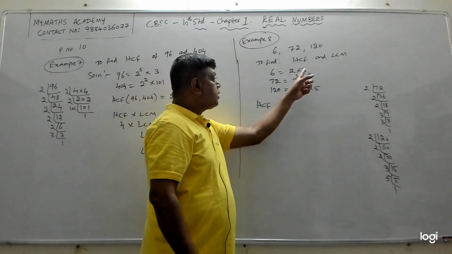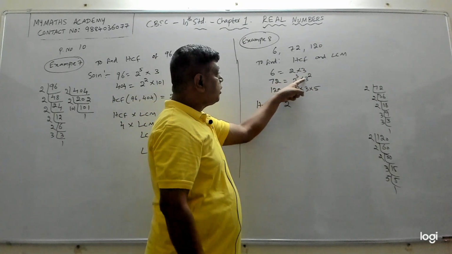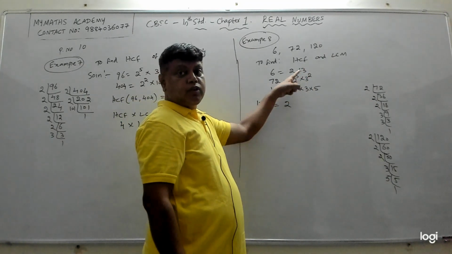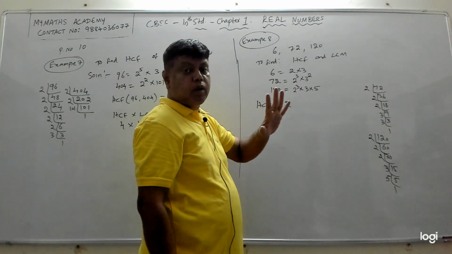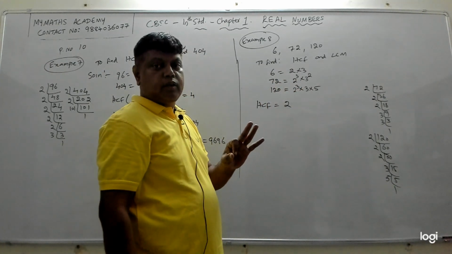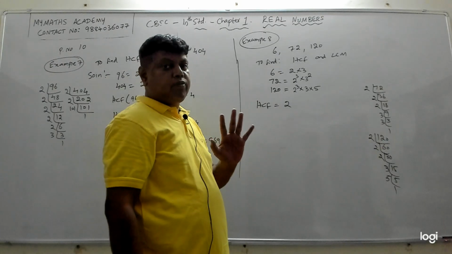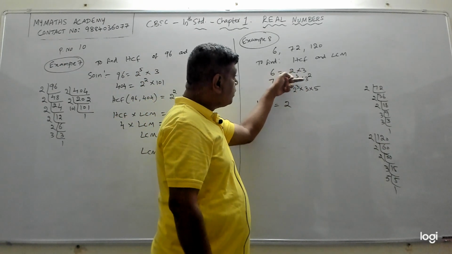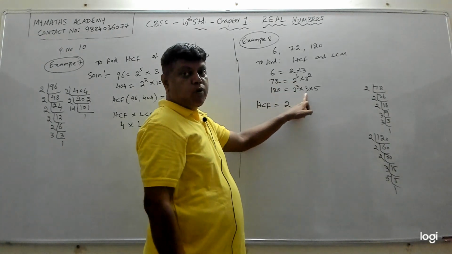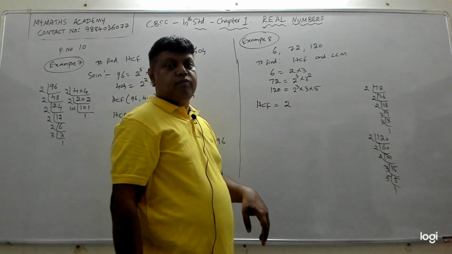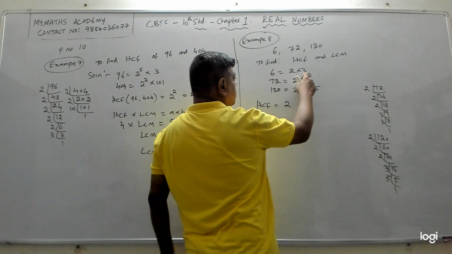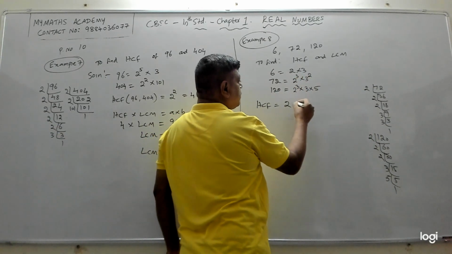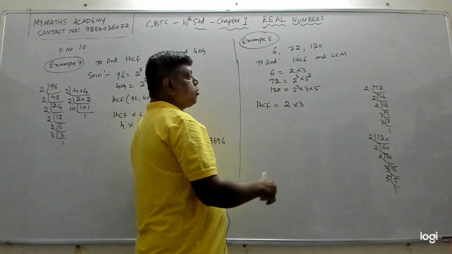After that, is any other number common? Yes, 3 is also present in all the three. You should consider only the numbers which are present in all the three for HCF. Now in these three, this is 3 power 1, 3 power 2, 3 power 1. Among these, which has the lowest power? We should write the lowest power, which is 3 power 1.